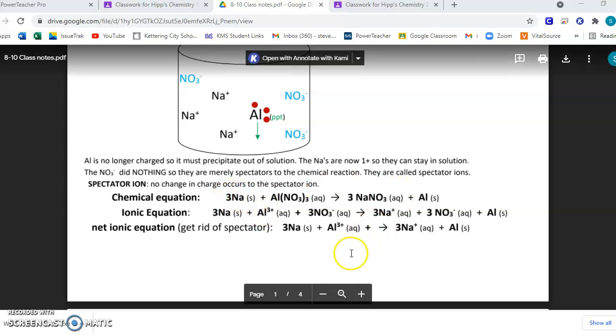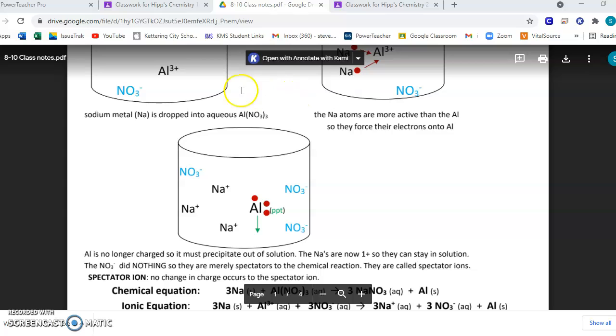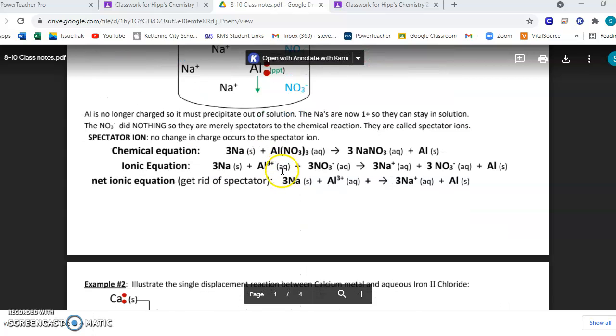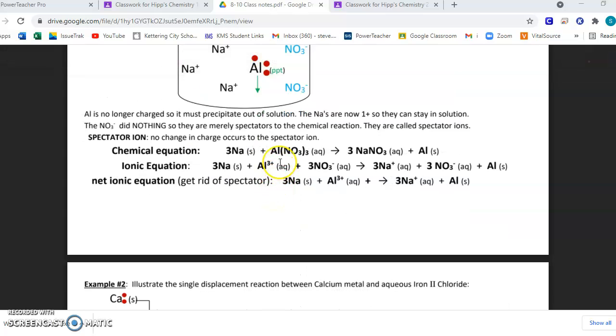Here's our chemical equation. What we're really showing in these beakers is what happens when the sodium's dropped in. Aqueous here means that water is pulling apart the aluminum nitrate. So the Al3+ is pulled apart by water from the 3 nitrate ions. An ionic equation is really showing what happens to the ions in this reaction.